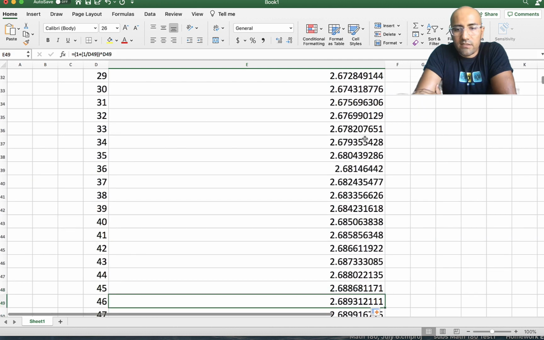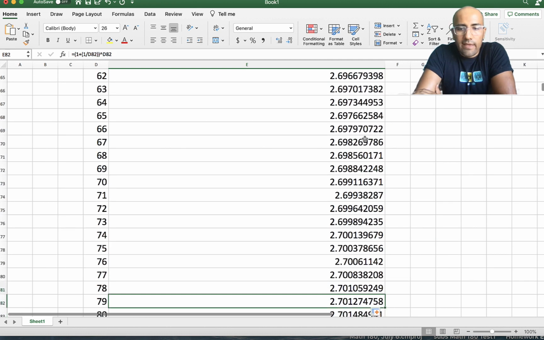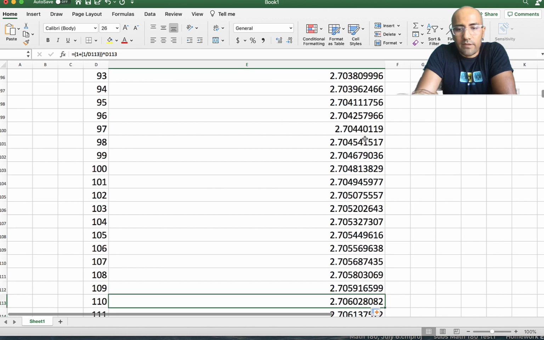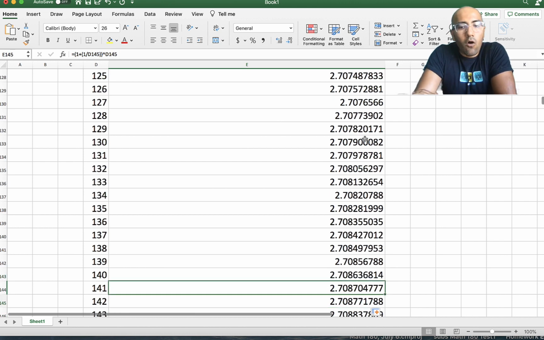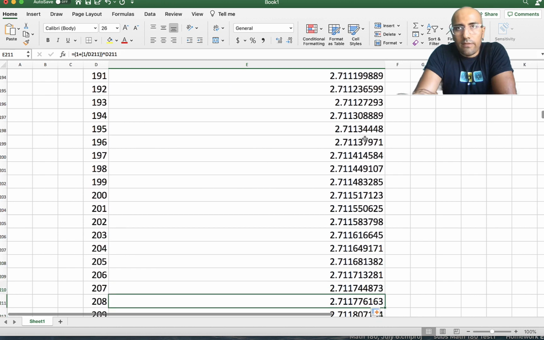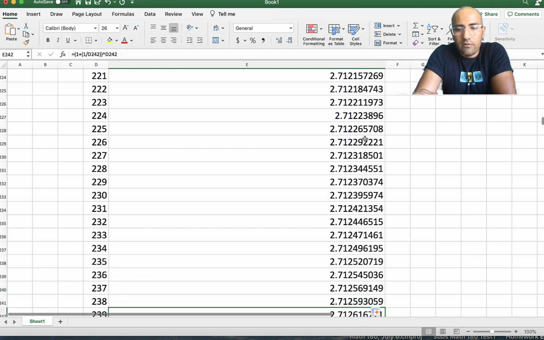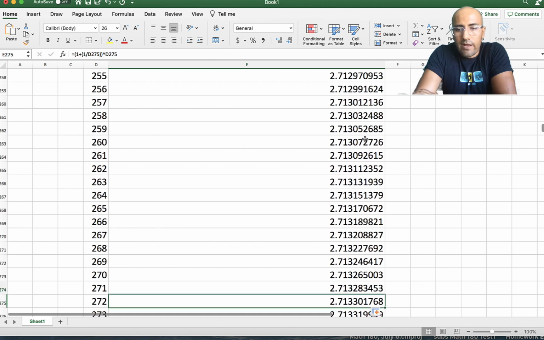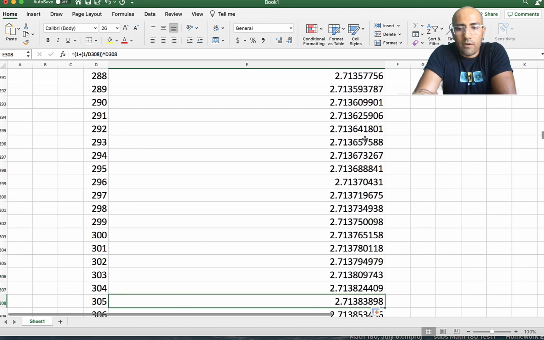Right now it's at 6, 2.6 something. And then it says 7 now, 2.7 something. So what happens with this formula is that it's always growing. It's growing, growing, growing, always growing. However, the speed at which it grows begins to slow down. And so as we go farther and farther out, the first few digits become more and more stable.